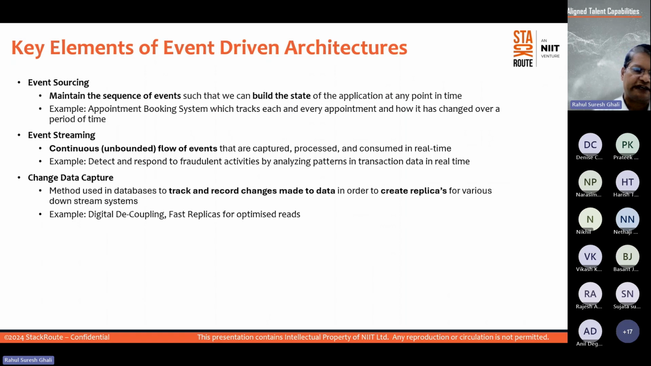Then we have something called change data capture. So again, this is a technique used in EDAs where we track and record the changes made to data in order to create replicas for various downstream systems, right? So imagine a database and there are changes which are happening to the database. As and when those changes are happening, we are going to capture those changes and apply those changes to another clone that we have, right? The example that I'm going to particularly talk about is digital decoupling, fast replicas for optimized reads. This is a very interesting example where change data capture is used.